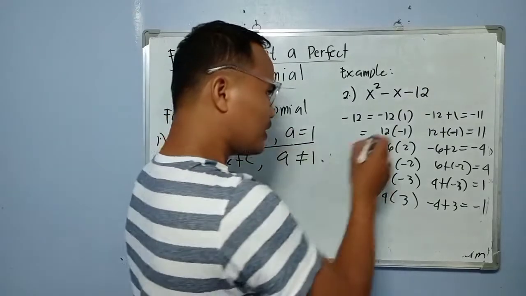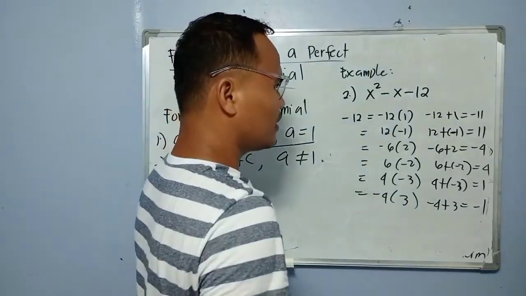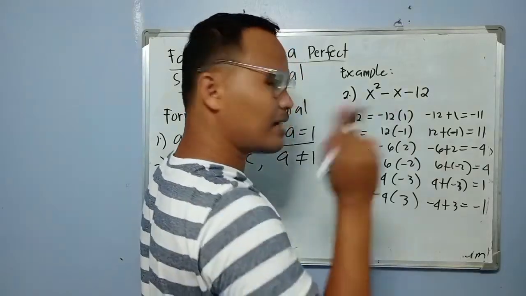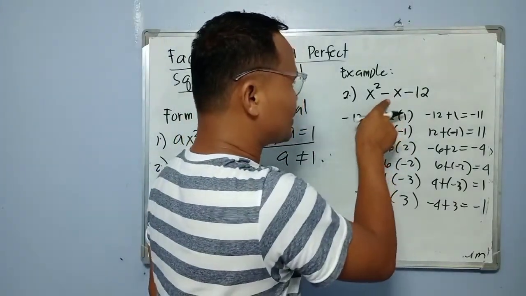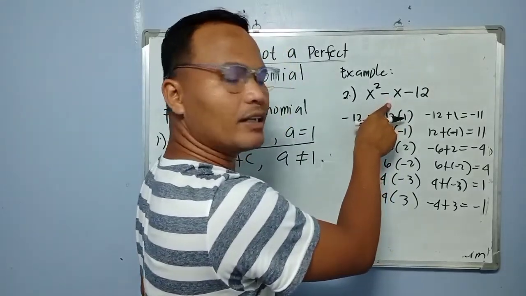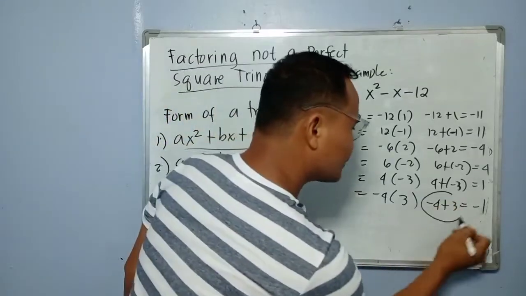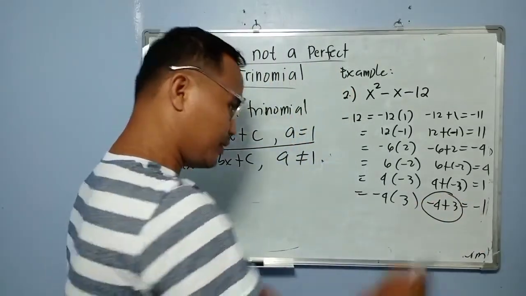Now, we factored negative 12. Now, among these factors, which factors have a sum equal to the coefficient of the middle term? Our coefficient of the middle term is negative 1. So, where is that factor? The result is negative 1. Here, negative 4 and positive 3. So, these are the factors.